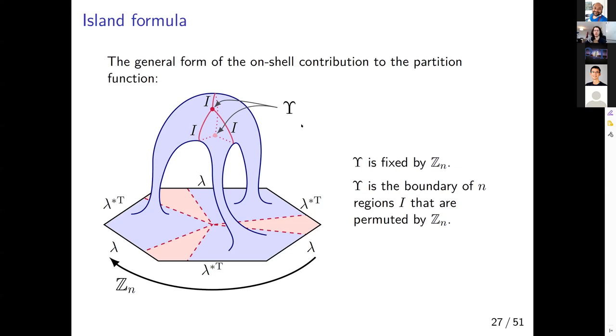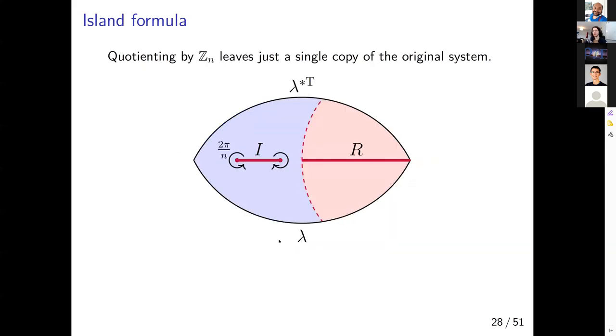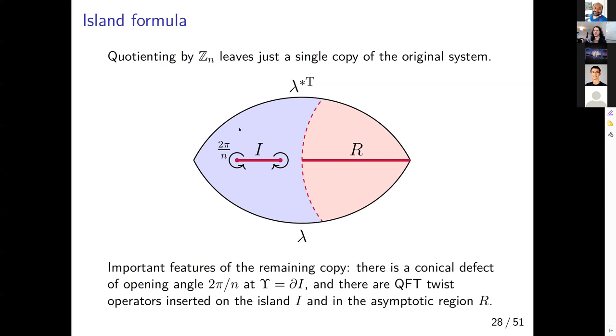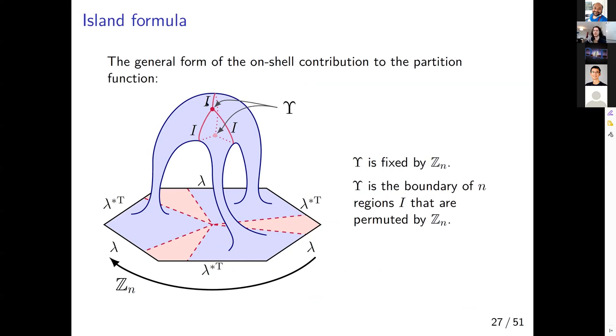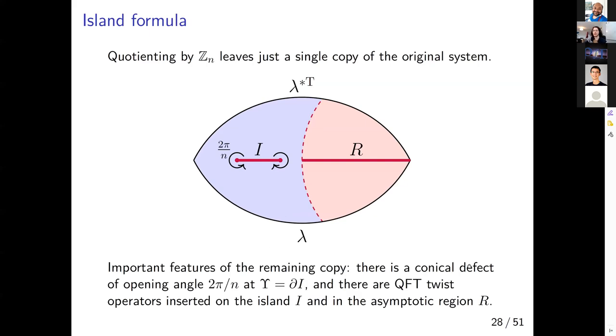So the first important difference is that there's now a conical defect at the boundary of this region I, because in this n-replicated version we had the total angle going around I epsilon being 2 pi. So when we divide by n, it has to now be 2 pi over n. So we have a conical defect. And also, when we take certain parameters, we connect up the various copies of the original system correctly. These are called twist operators. And these don't just go away when you do the Zn quotient. So we need to take into account their contribution, and they have contributions on the island and the region R.